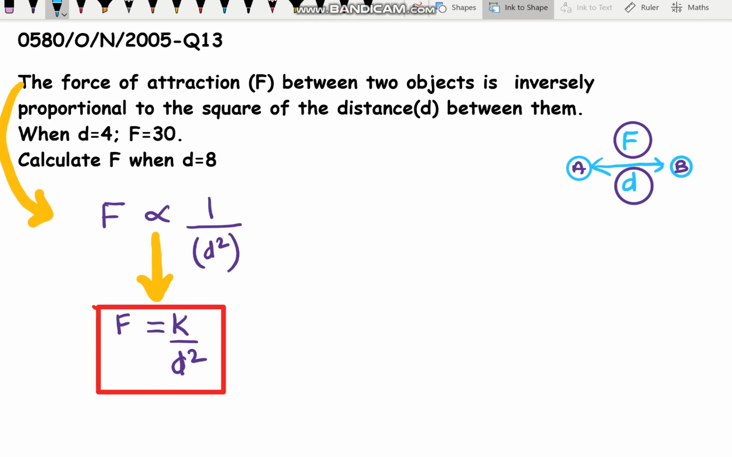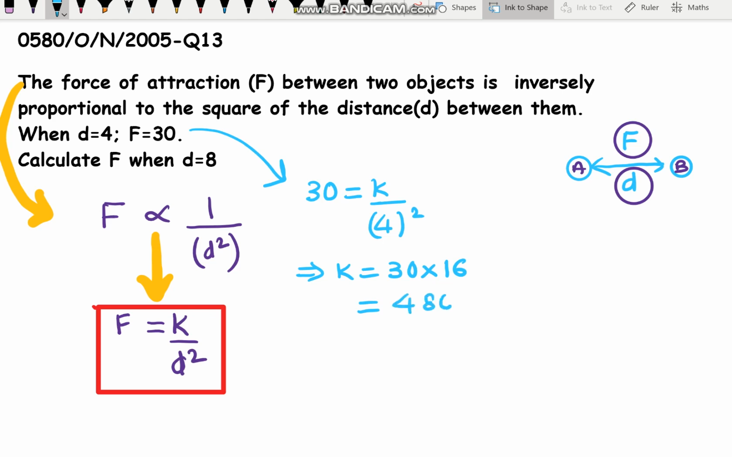Now, what are they telling me next? They're telling me when d is 4, F is 30. Therefore, 30 equals k divided by d square. Do we know k? No, we are finding k. D square is 4 square. And that gives us k equals 30 into 4 square, which is 16. And how much is this going to give me? It is going to be 480, because 16 3s are 48, 48 into 10 is 480. You can do it on the calculator because you don't have to waste time thinking.